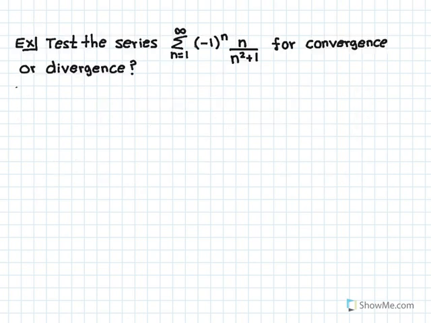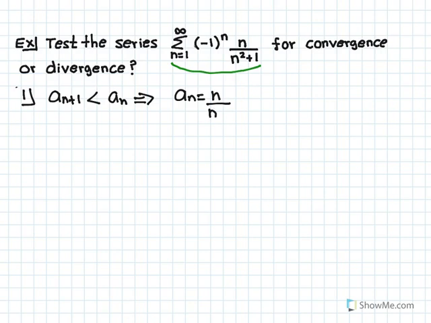All right, let's look at a little bit more of a difficult example. Here we have the series summation n equals 1 to infinity of (-1)^n times n divided by n squared plus 1, tested for convergence or divergence. We have to check the two conditions. So number one, decreasing terms, a_{n+1} is less than a_n. Well, it's not clear that the terms given by a_n equals n divided by n squared plus 1 are decreasing. So we're going to apply the derivative to prove that.